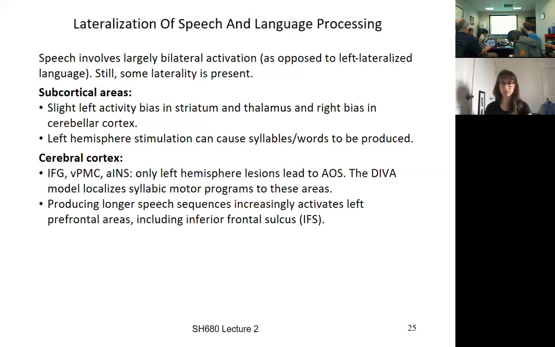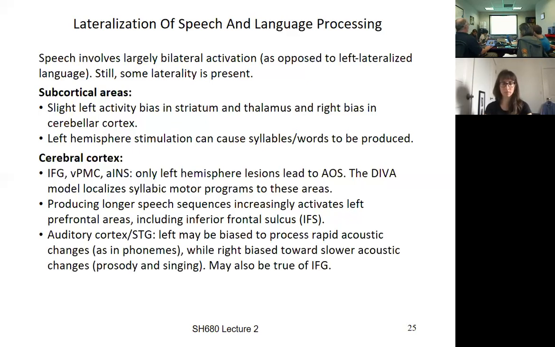When we look at speech activity for longer utterances, we get far more lateralization, and it's more anterior in the frontal cortex. So the inferior frontal sulcus I mentioned becomes more active in the left. We also get more inferior frontal gyrus on the left if people say sentences as opposed to just saying single meaningless words. So working memory for phonological units may well be, and probably is, left lateralized.